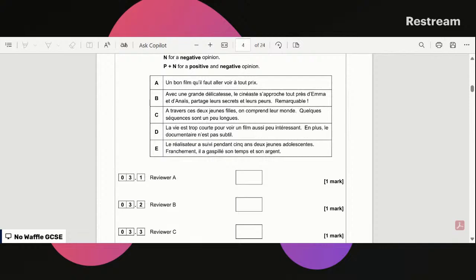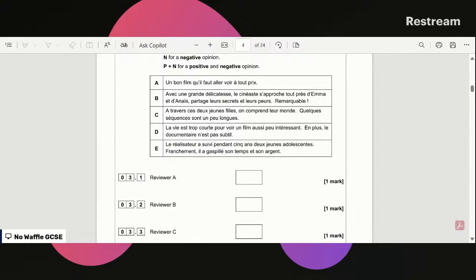À travers ce 2 jeunes filles, on comprend le mode. So you've got, in order to trace these 2 girls and understand their fashion, something a bit long. So it's a bit long, but they enjoyed tracing the history of the people. So that's a positive and negative.